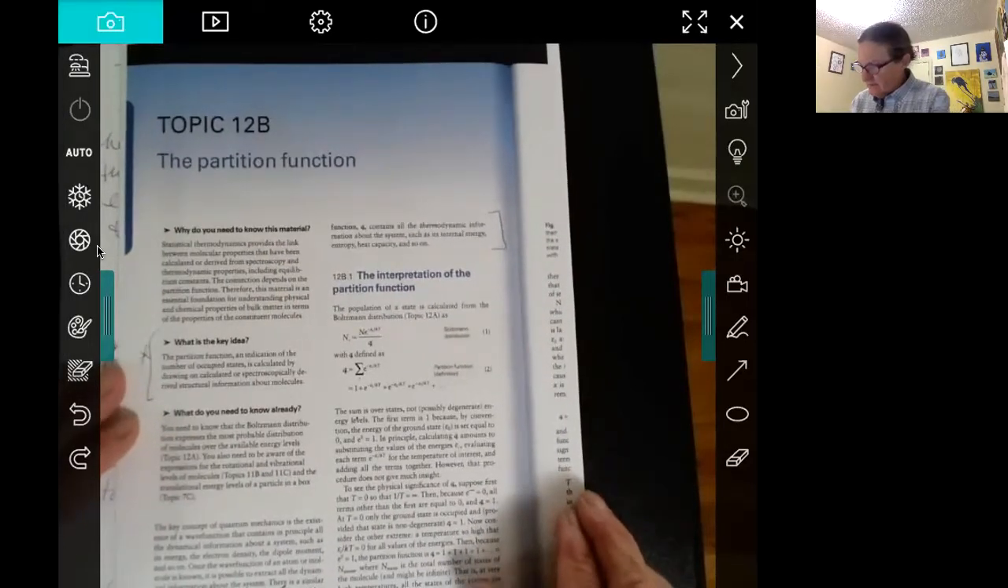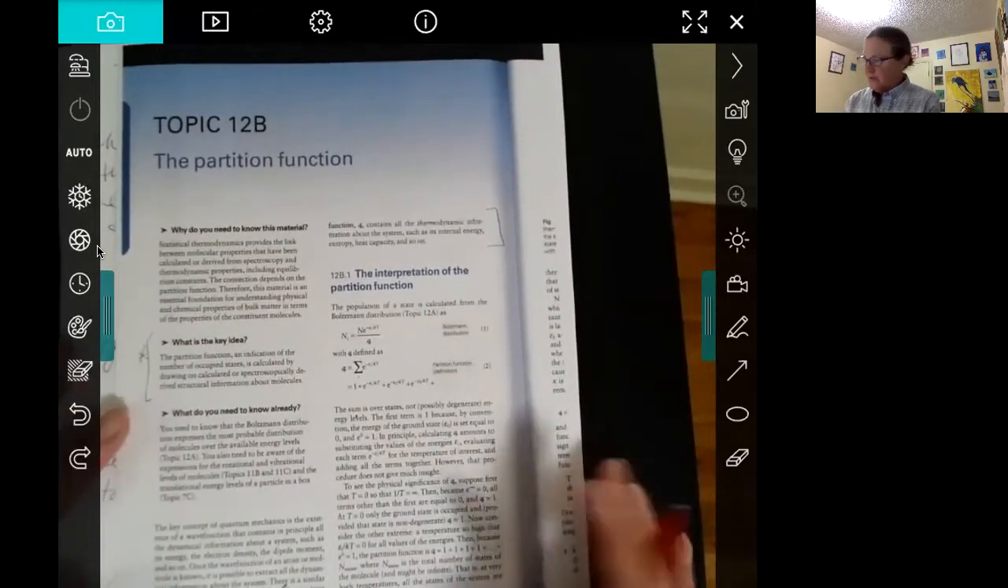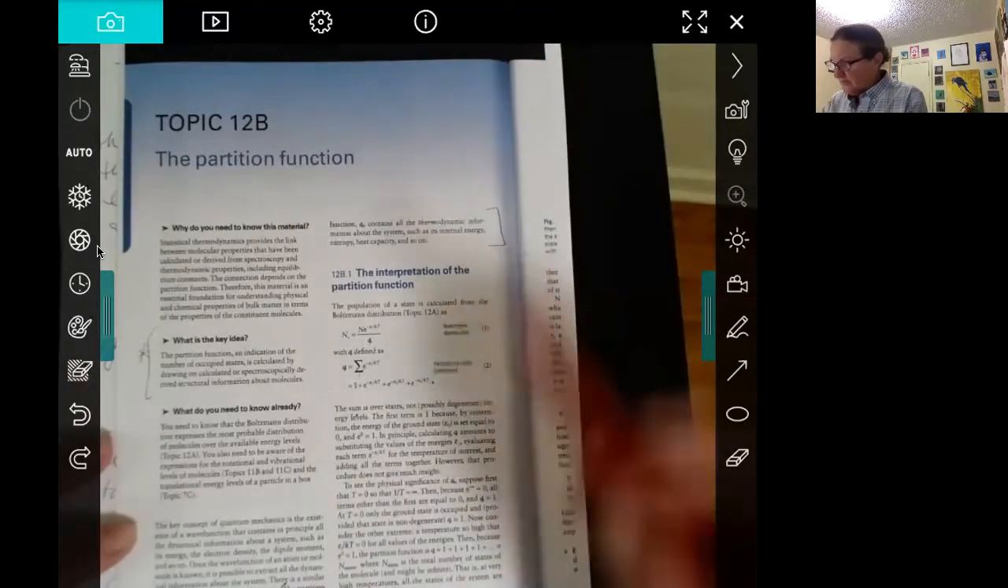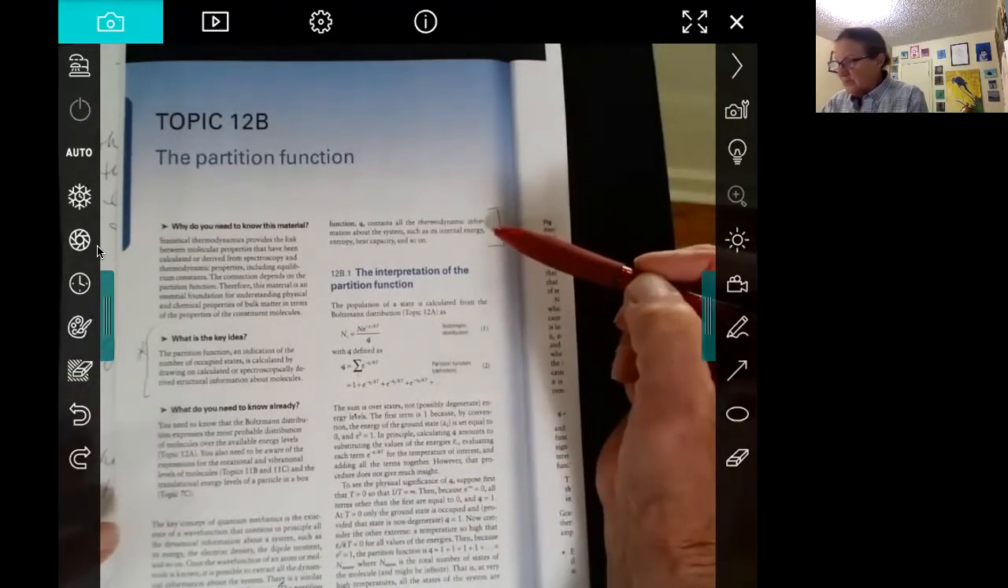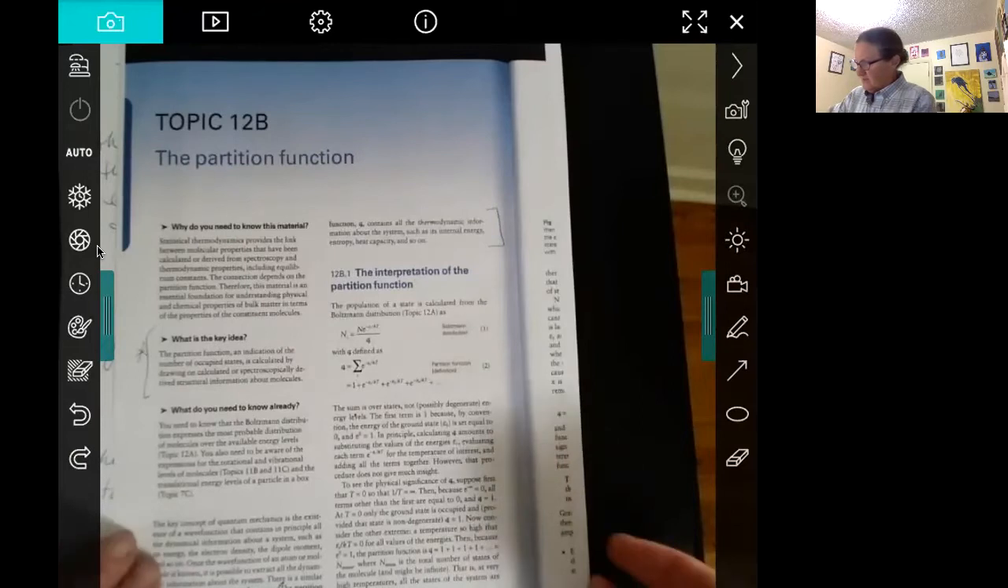And the key idea is that the partition function is an indication of the number of occupied states. So it's calculated by drawing on calculated or spectroscopically determined structural information about molecules. So if we understand the energies of molecules, we can calculate a Q, and we'll see in the next section, we can take that Q and extract out anything from enthalpy to Gibbs free energy. So that is the important thing: the partition function Q contains all the thermodynamic information about the system, such as internal energy, entropy, heat capacities, and so on.